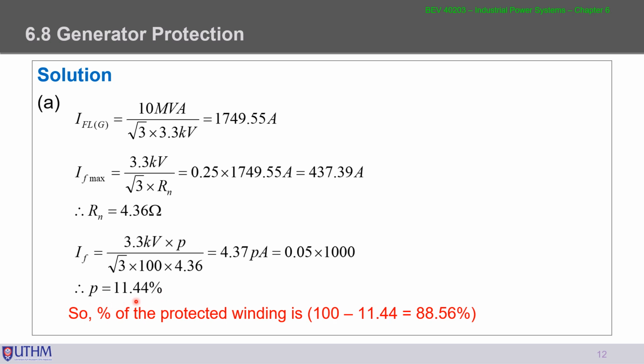In the question, we need to calculate the protected winding. So we have to deduct the percentage of the unprotected winding from 100%, which is equal to 88.56%.